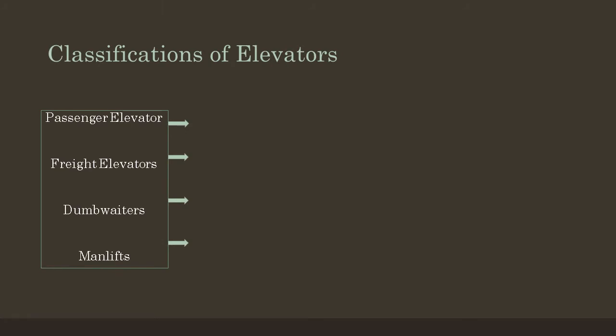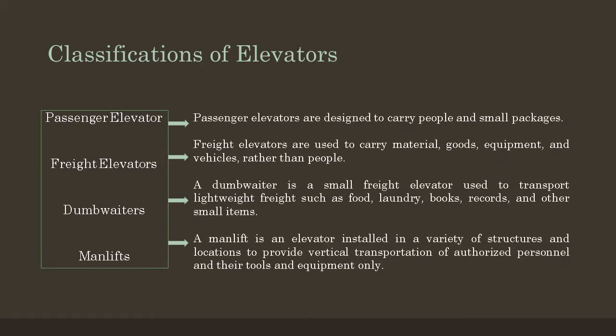Classification of elevators: passenger elevators, freight elevators, dumbwaiters, and man lifts. Passenger elevators are designed to carry people and small packages. Freight elevators are used to carry materials, goods, equipment, and vehicles rather than people. A dumbwaiter is a small freight elevator used to transport lightweight freight such as food, laundry, books, records, and other small items. A man lift is an elevator installed in a variety of structures and locations to provide vertical transportation of authorized personnel and their tools and equipment only.